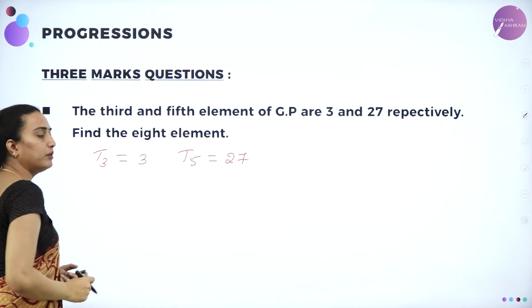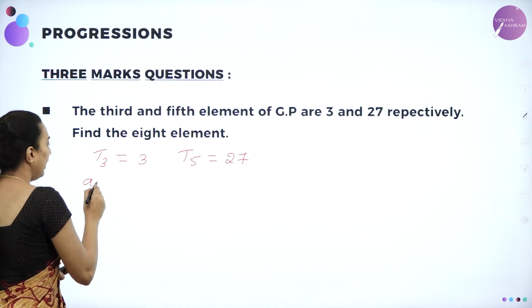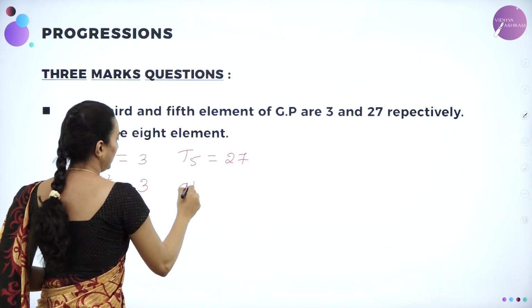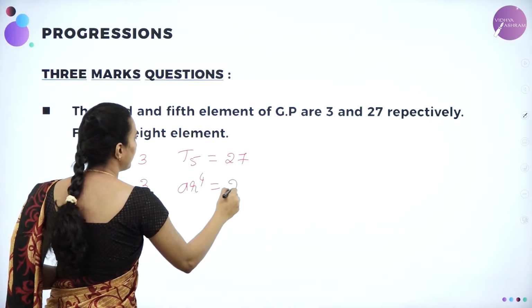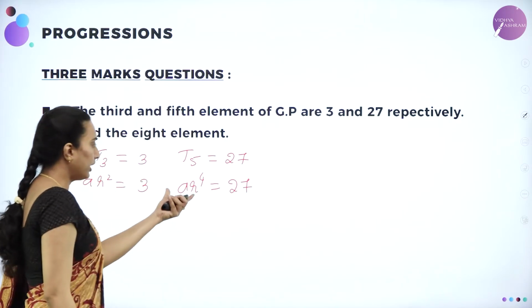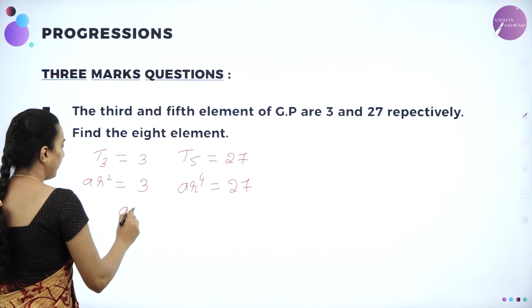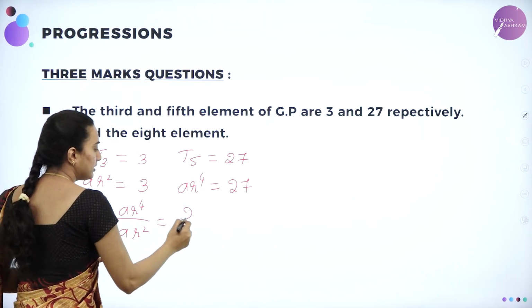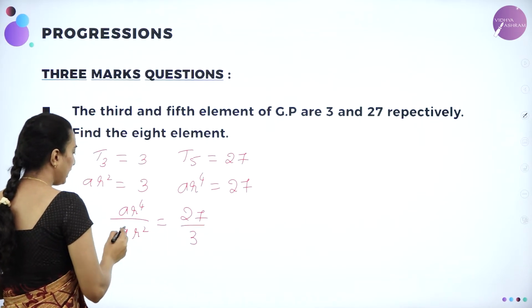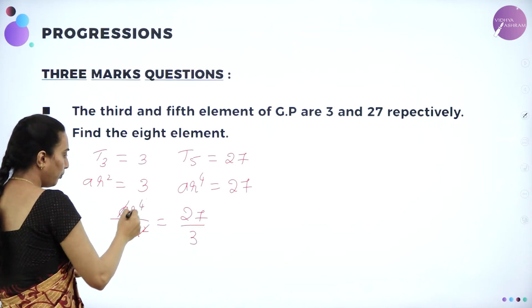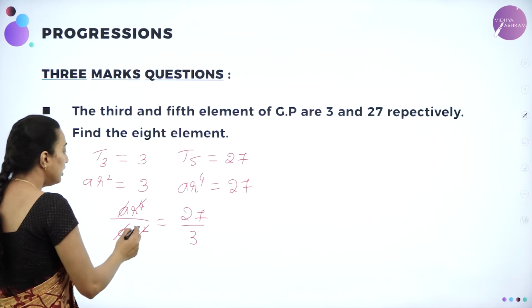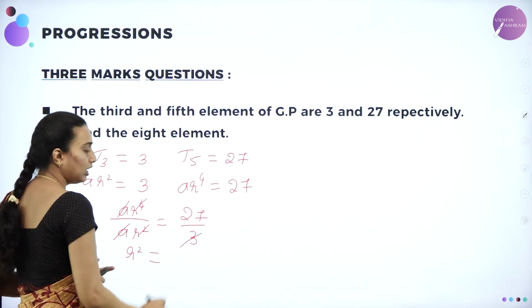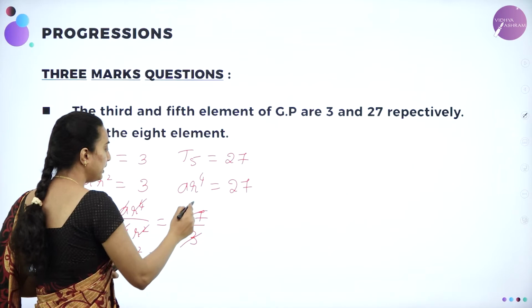Now you know T3 can be written as AR squared, which is equal to 3, and here T5 is AR to the power 4, which is equal to 27. Now you can divide these two, that is AR to the power of 4 divided by AR squared, which implies 27 divided by 3. Now you can cancel A and R squared. Remaining is R squared, which equals 9, since 27 divided by 3 is 9.